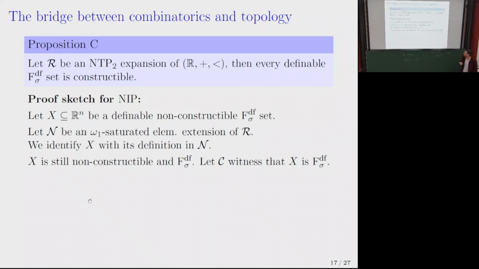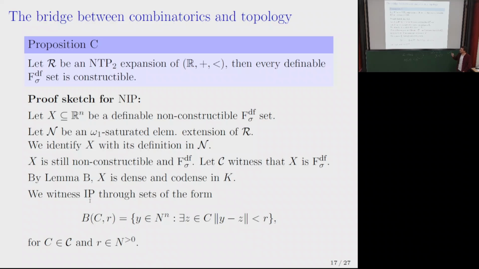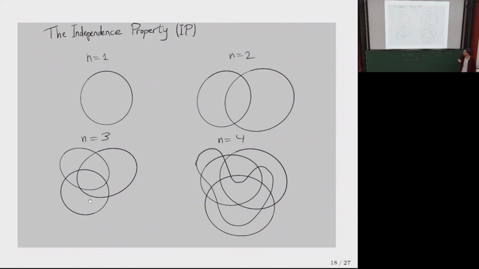Alright, so what do we do with this? First, by Lemma B, X is dense and co-dense in this type-definable set K. And we're going to witness the negation of NIP, the independence property, through sets of this form, through neighborhoods of some radius r around these sets in curly C. Alright, so again, we're going to go back to the pictures to try and argue this. How do you show this?